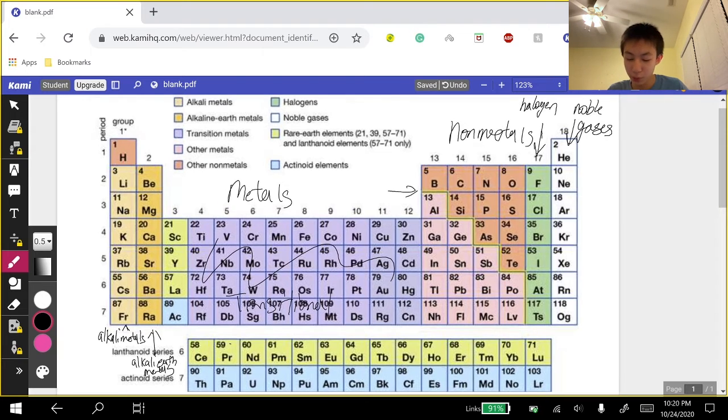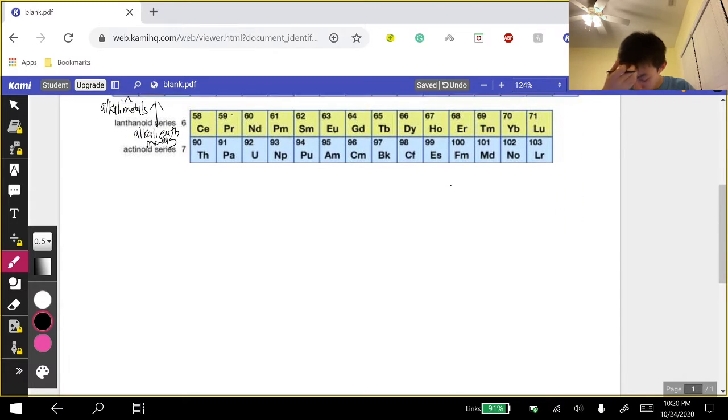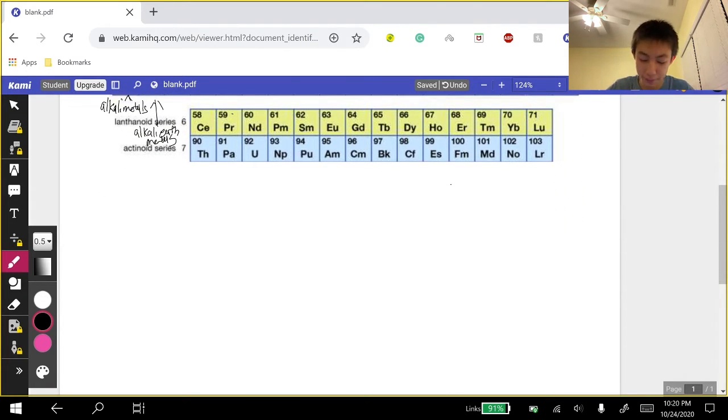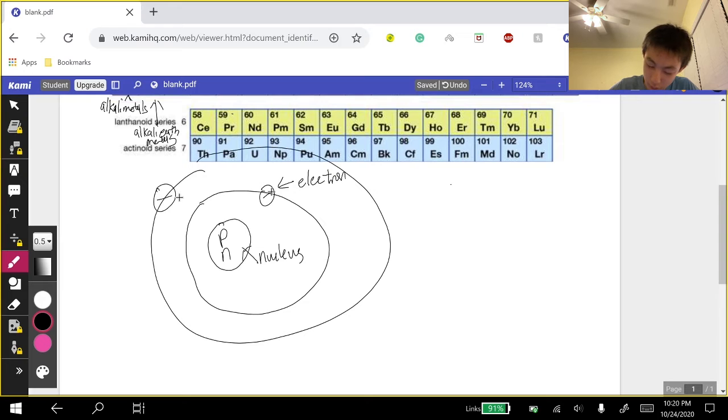Now with this periodic table, you can tell how many valence electrons an atom has. First we need to go over the structure of an atom. So you have the protons and the neutrons in the nucleus, and then around it is electron clouds. The outermost electrons are called the valence electrons.